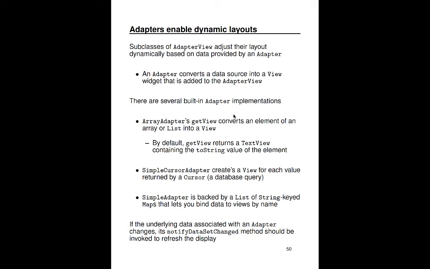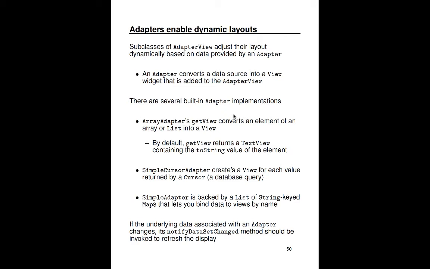There are several implementations of the adapter that are provided with the Android SDK. There's something called an array adapter that converts objects in a list or an array into a particular view. And that's the responsibility of the getView method, which by default returns a TextView widget that simply contains the toString value of the element of the array. The simple cursor adapter is an adapter that creates view objects for each value returned by an object that's called a cursor. A cursor basically represents the results of a database query.